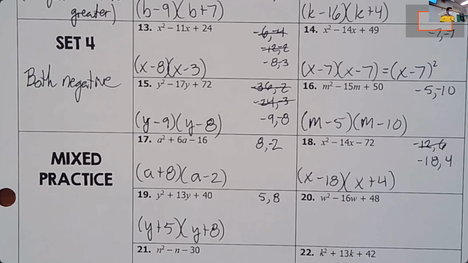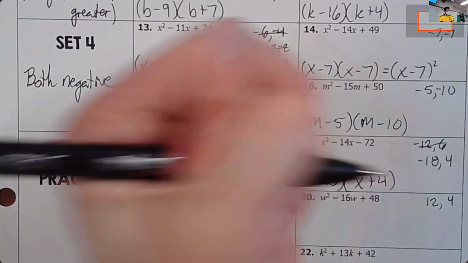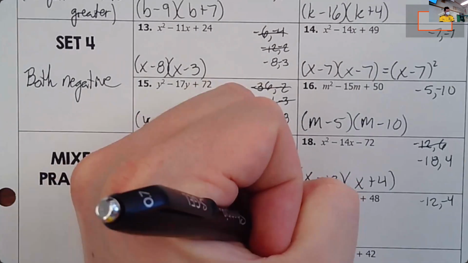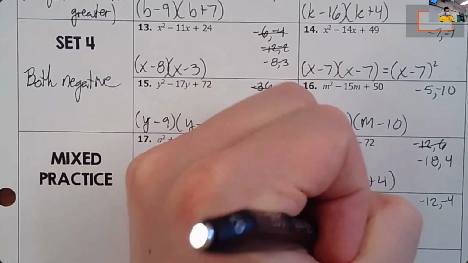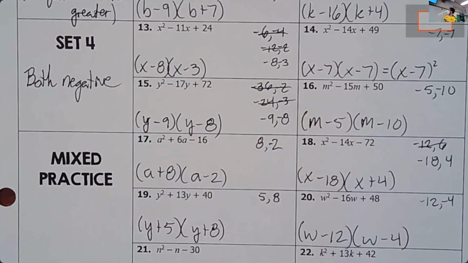We can just start with two factors of 48. What do you think? 12 and 4. How about that? 12 and 4. What does 12 plus 4 equal? 16. All right, make them both negative, and that's it. So W minus 12 and W minus 4. Cool.